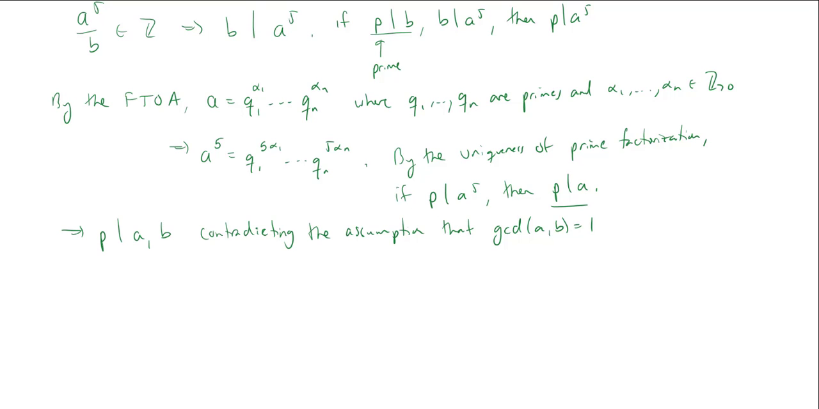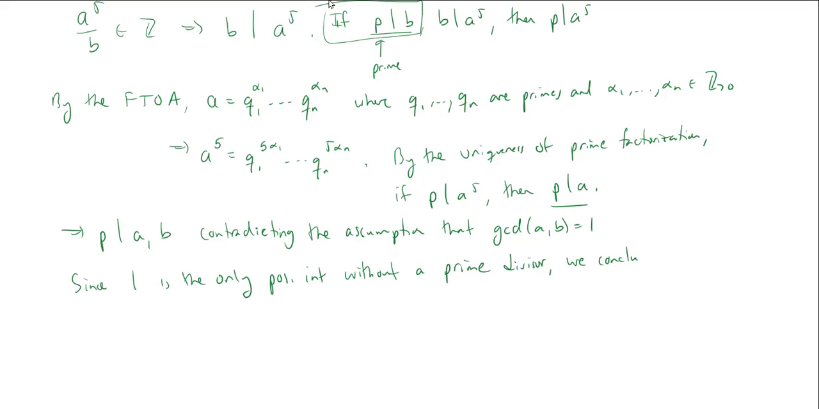Now, where does this contradiction come from? Well, we made this assumption: if p divides b. Isn't there a prime that divides b? Maybe not. There is one way out. The only positive integer that does not have a prime divisor at all is 1. So since 1 is the only positive integer without a prime divisor, we conclude that b equals 1.